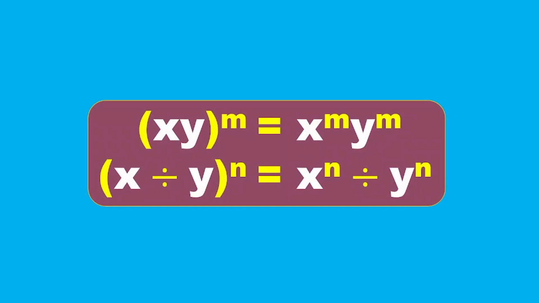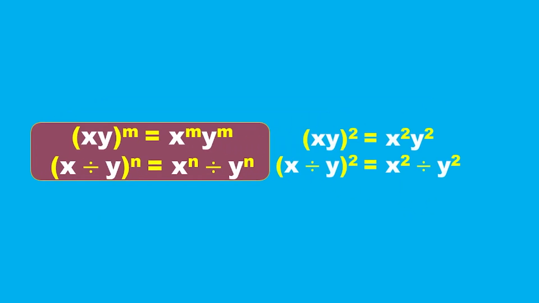Okay, now we have 2 more laws to go, and we'll look at these 2 laws as a set. Let's take an example for these laws. x y whole squared is our example, and according to our law it will be x squared times y squared. And for the second law, we'll take x divided by y, whole squared, and according to our law it will be x squared divided by y squared.